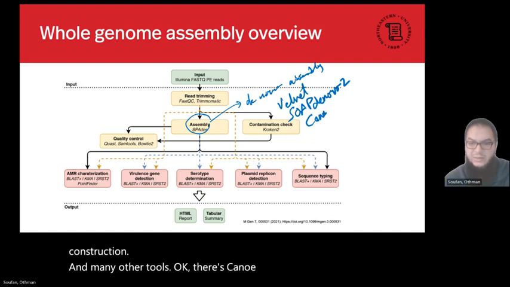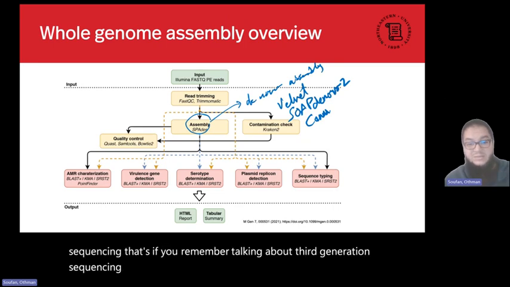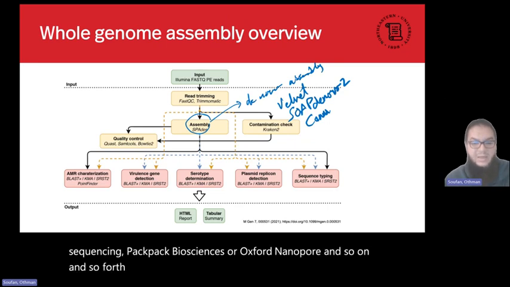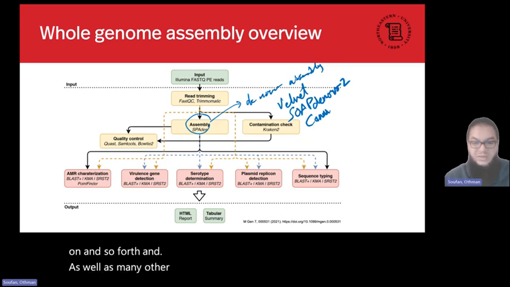CANU, C-A-N-U, is designed primarily for long read sequencing. If you remember, we talked about third generation sequencing, PacBio or Oxford Nanopore, and so on and so forth, as well as many other tools that are out there.